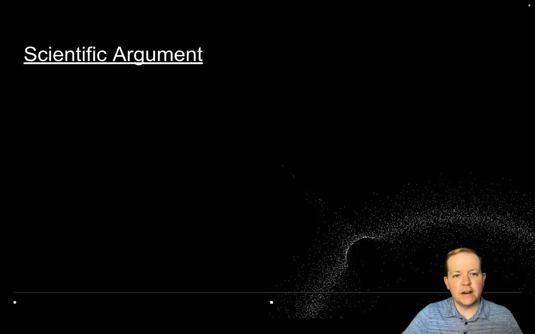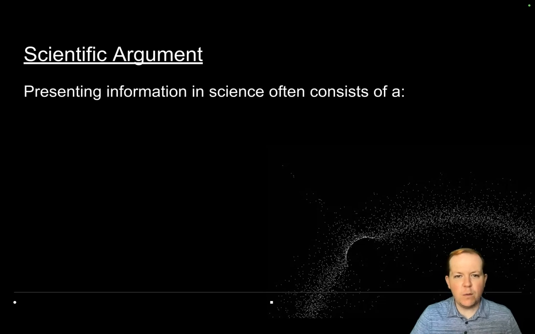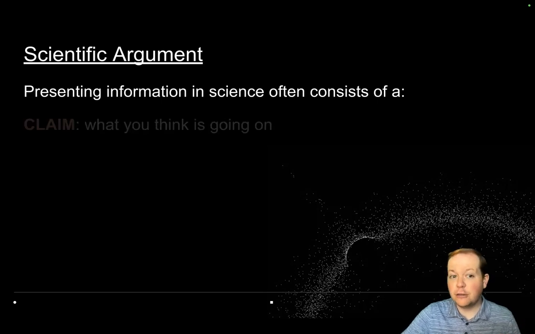So to get started, our scientific argument, what we mean by that is how does a scientist, after they collect their data, after they do their experiment, after they form their model, how do they summarize what it is that they have learned? What conclusions are they able to make? And presenting information in science often consists of the following three things.